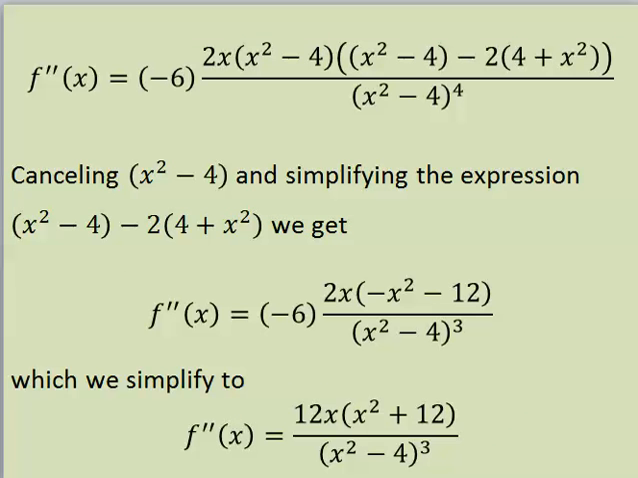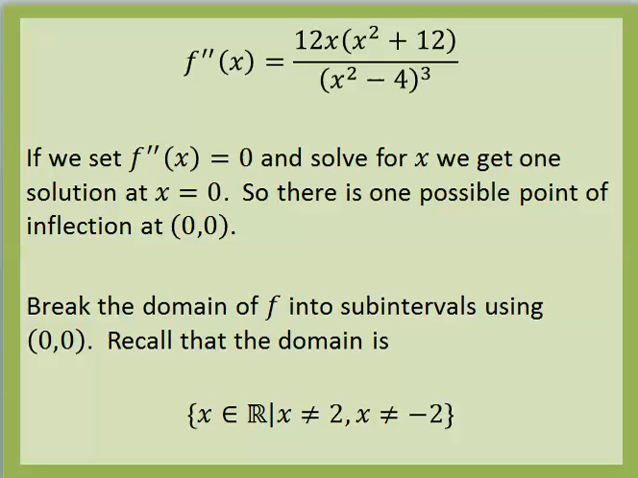After I do that, I get f double prime equals 12x times x squared plus 12, all of that over x squared minus 4 to the third power. And we now set f double prime equal to 0 and solve for x. We get one solution at x equals 0. So there is one possible point of inflection, and that possible point of inflection is at (0, 0).